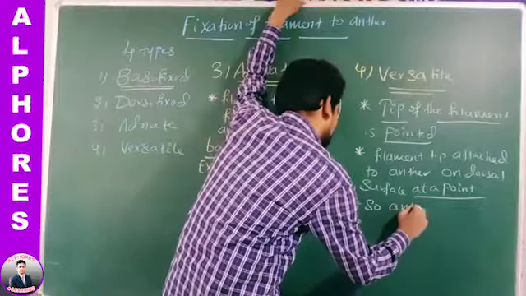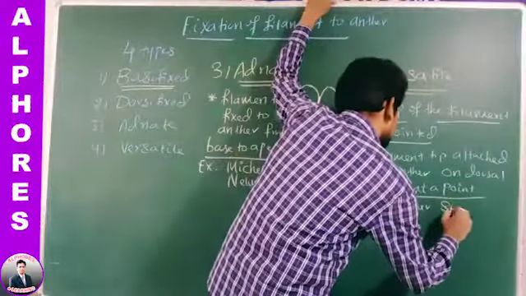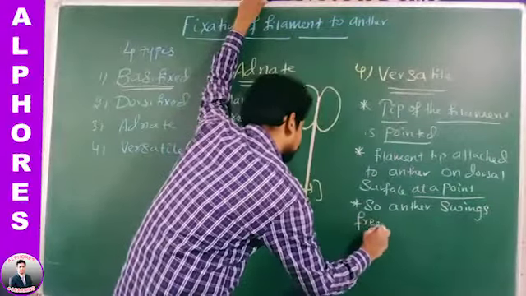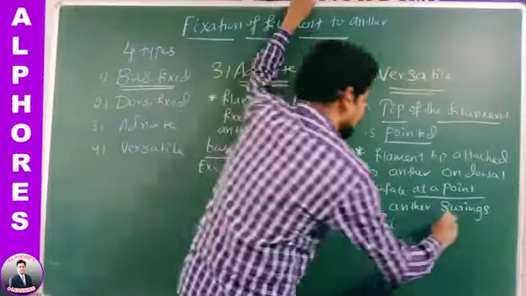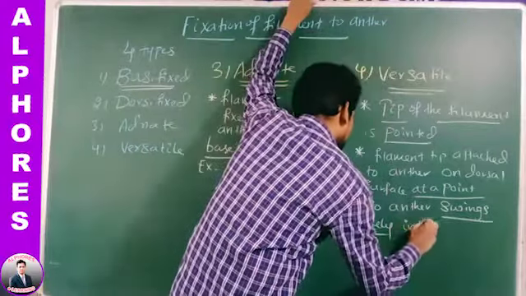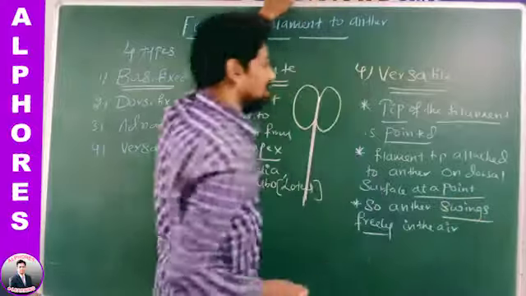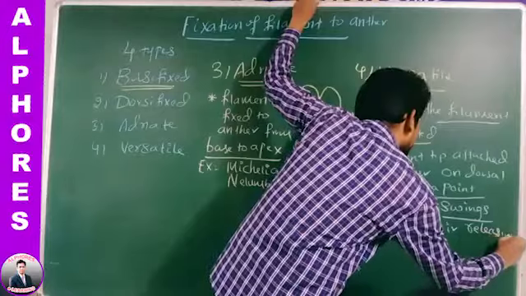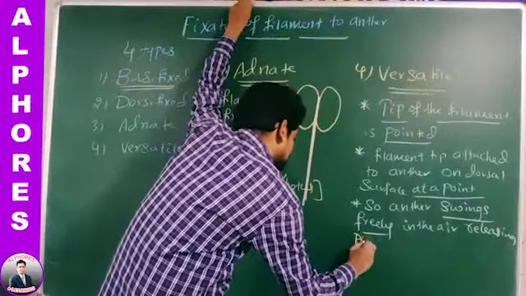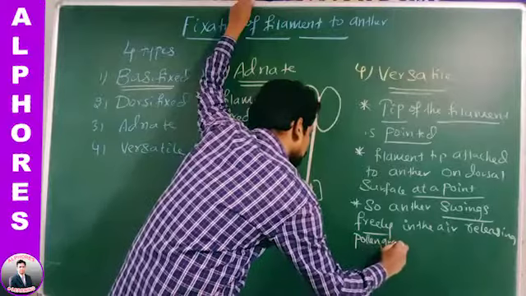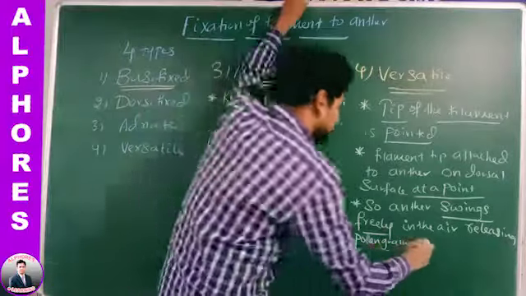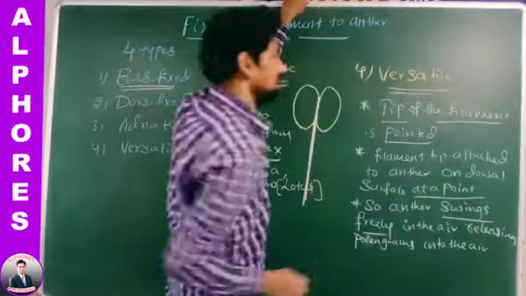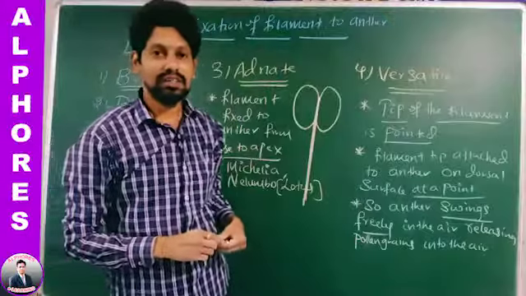So the anther swings freely. Anther swings freely where? In the air, releasing pollen grains into the air, right?